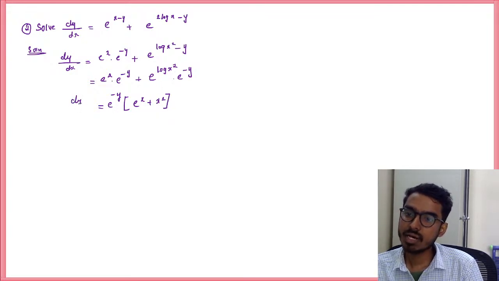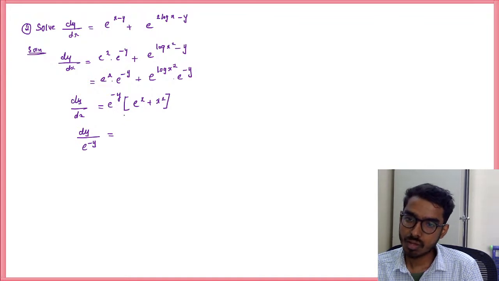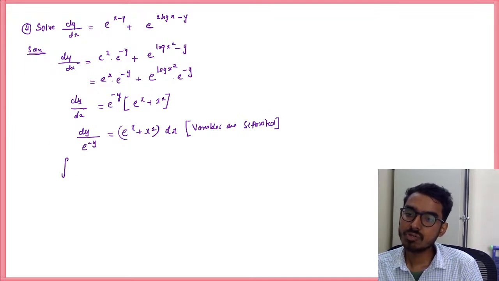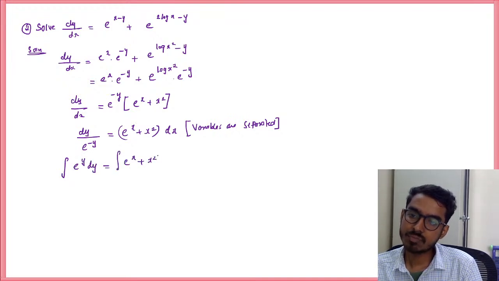So again, we have dy by dx. So we have dy by e power minus y is equal to e power x plus x square dx. Again, you can see the variables are separated. So integrate this. If I bring this above, we have e power y dy. So integration of e power x plus x square dx will be e power y is equal to e power x plus x cube by 3 plus c, which is the required solution.